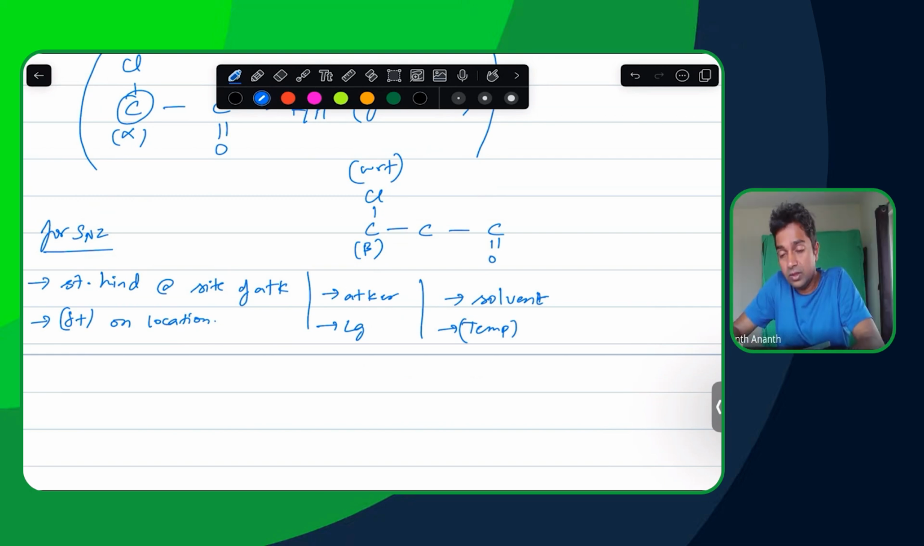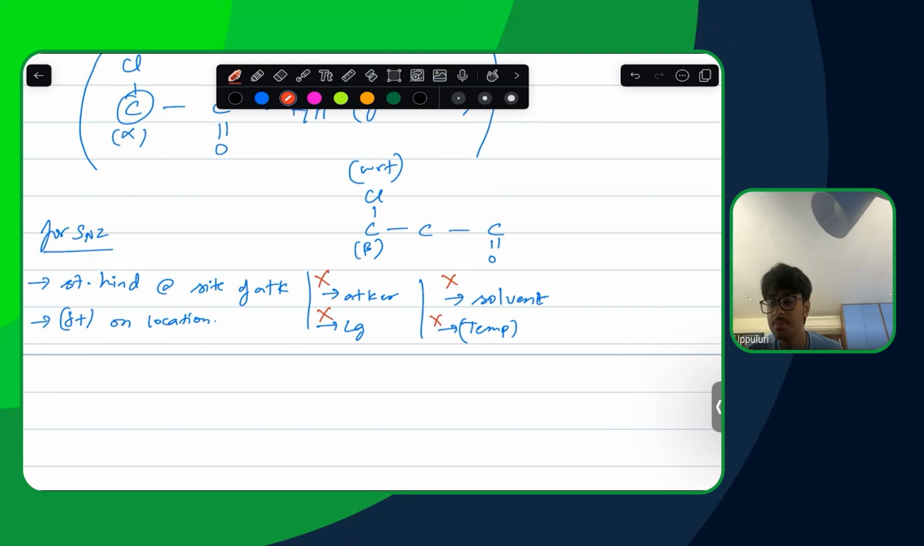So now these are the more or less acceptable factors. If you're looking at these factors, the attacker is going to be inconsequential when you compare, because both will be assumed to be the same. Leaving group, we'll take as similar. Solvent and temperature will also be taken care of as similar. So among them, which ones are really going to play a role? Steric hindrance and delta plus.